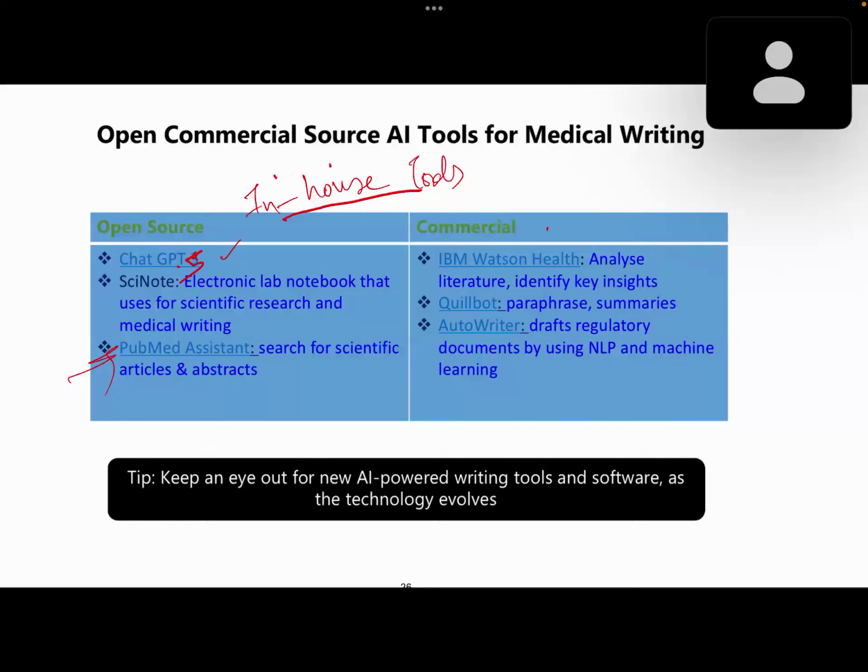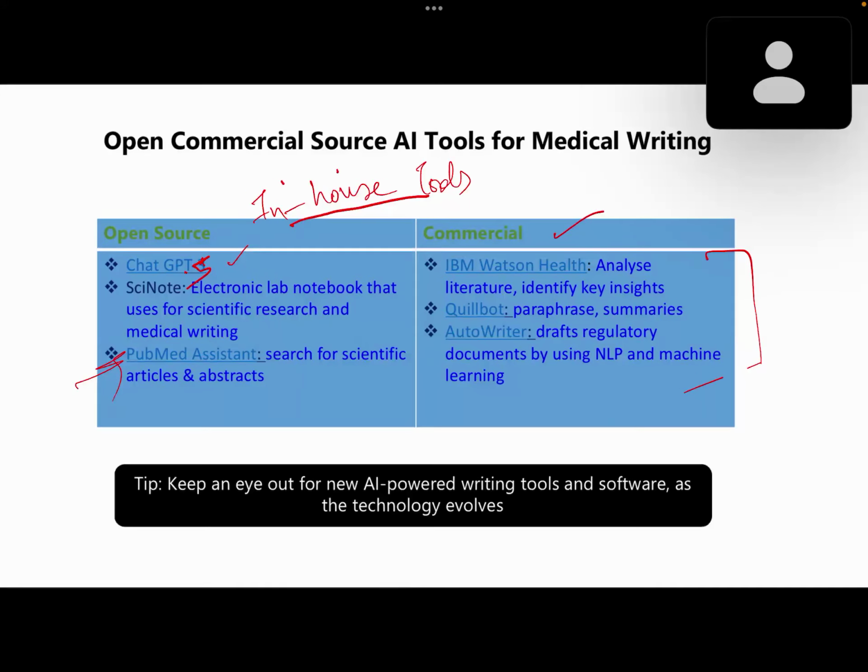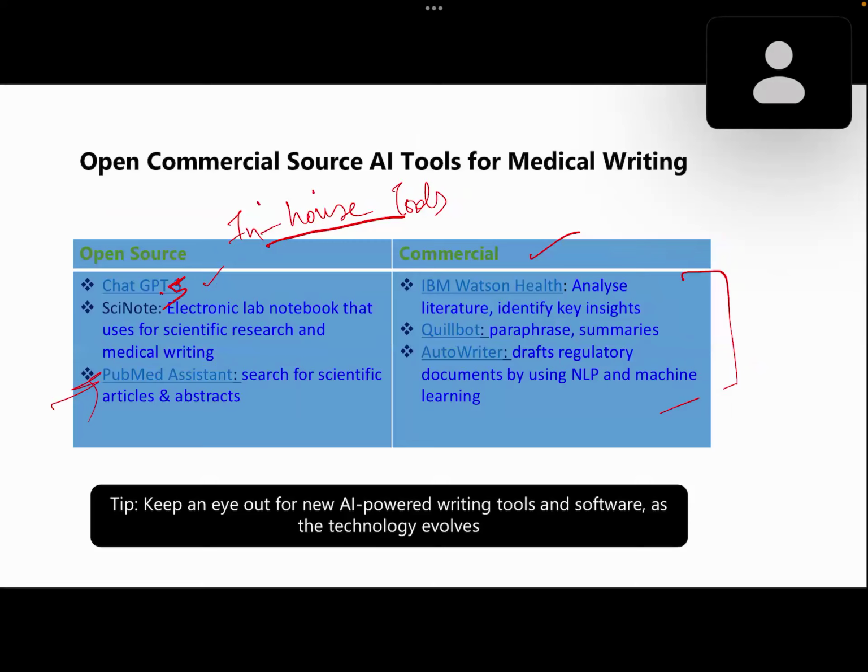Commercial is where you have to pay. There are a lot of them, you can do your own research. Auto writer is also there, but for you as a student just starting your journey, it is your first baby step. You can take help of ChatGPT to write your LinkedIn post, to interpret data, because once you master these free open sources, tomorrow when you go into some organization and use their tool, you won't hesitate, right?